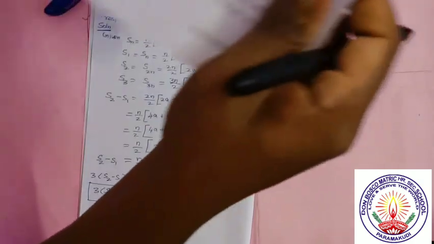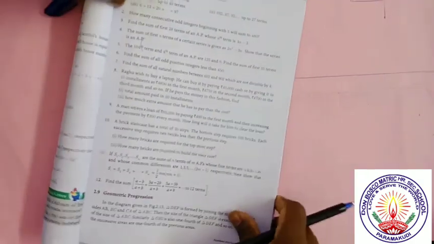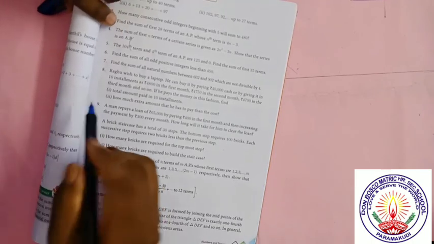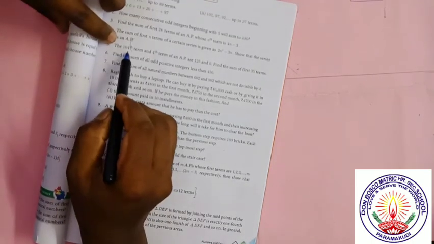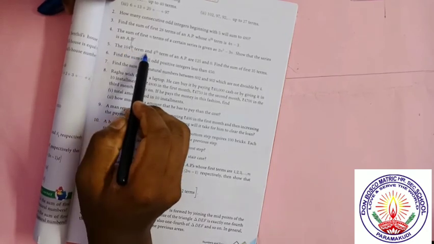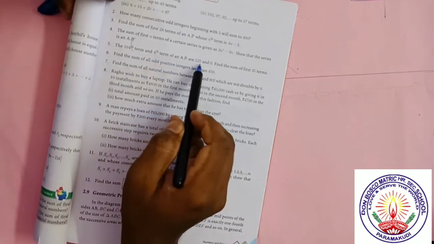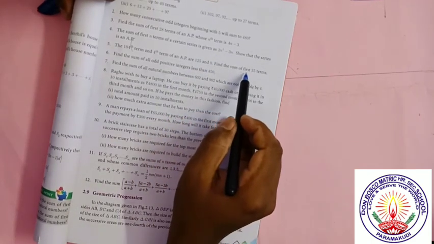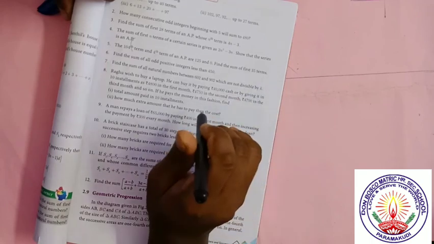So now the exercise question. Exercise 2.6, question number 5. The same model we have discussed in the question. The 104th term and 4th term of an AP are 125 and 0. Find the sum of the first 35 terms.